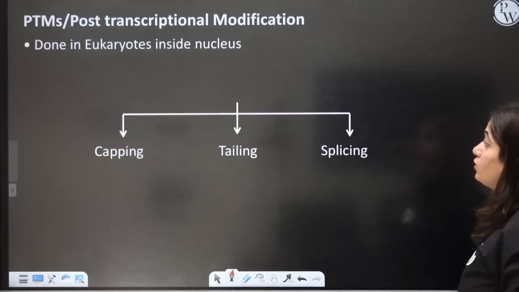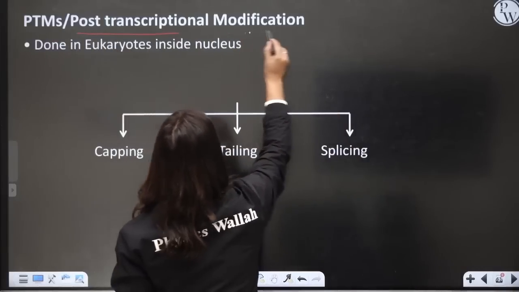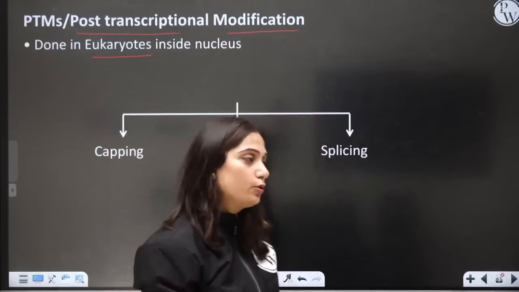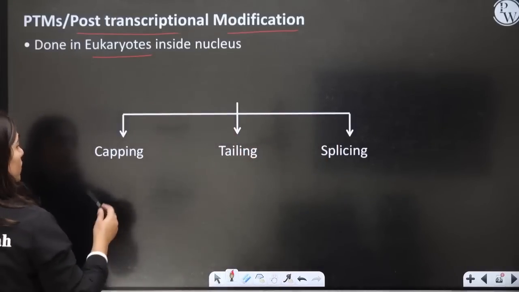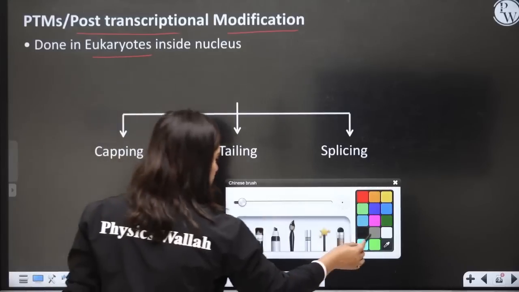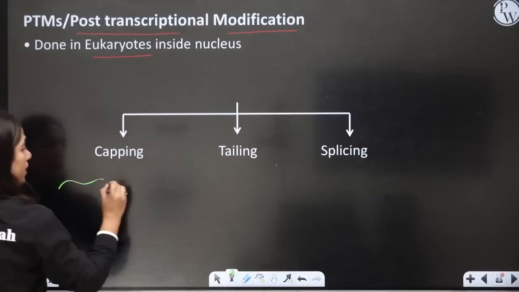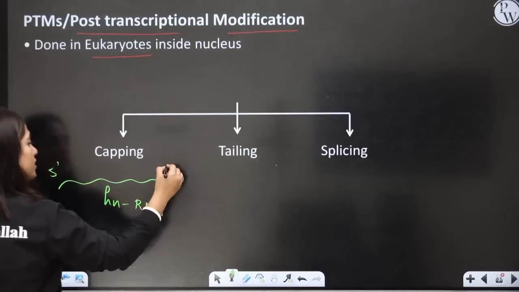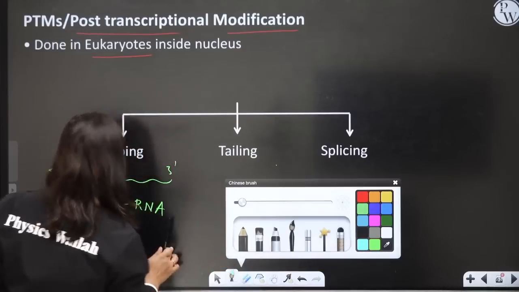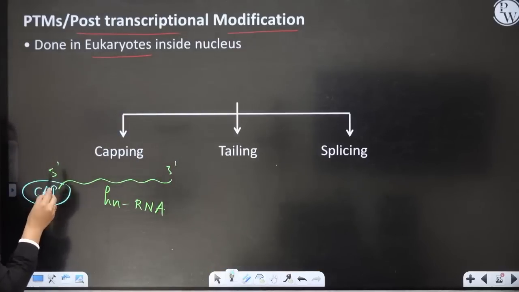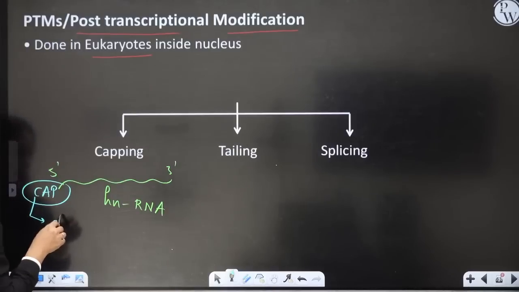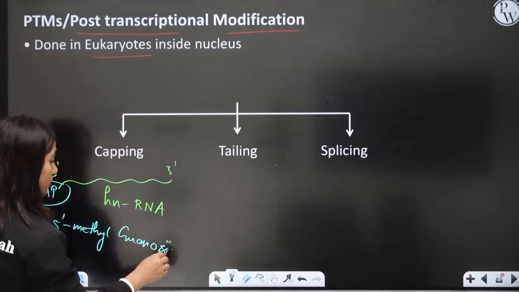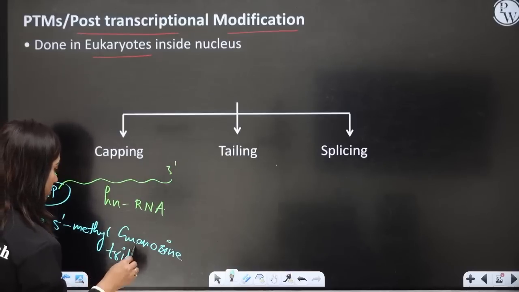Now let's come to the post-transcriptional modifications. They are only needed in eukaryotes, inside the nucleus, and not in prokaryotes. Now, what is done during post-transcriptional modifications? Capping. Capping means that at the 5' end of the hnRNA, a cap molecule will be attached, and this cap molecule is nothing but 5-methyl guanosine triphosphate.